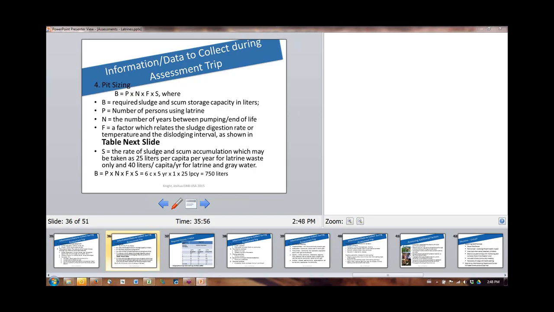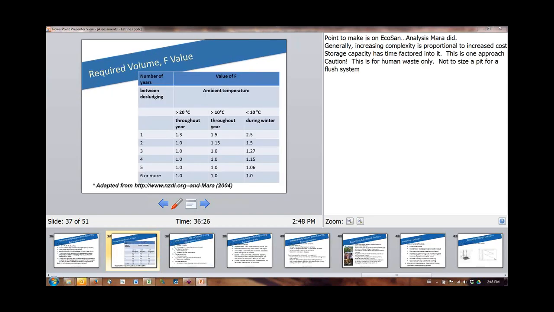And this B is just an example calculation: 750 liters would be the capacity for 6 people using this latrine, and they want it to last for 5 years. F is usually 1 or very close to that. And S is the 25 liters per capita per year that we spoke of, that's a literature value, which would give you the 750 liters that you need for this particular latrine.